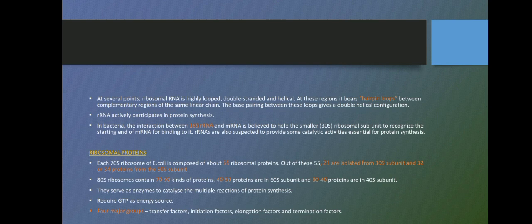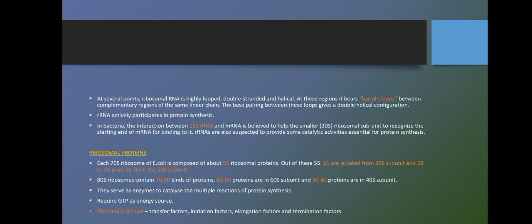Next is the ribosomal proteins. The 17S ribosome of each E. coli is composed of 55 ribosomal proteins. Out of these 55, 21 are from the 13S subunit and 32 or 34 proteins are from the 15S ribosomal subunit. 18S ribosomes contain 17 to 18 kinds of protein, and 14 to 15 proteins are from the 16S subunit, and 13 to 14 proteins are in the 14S subunit.